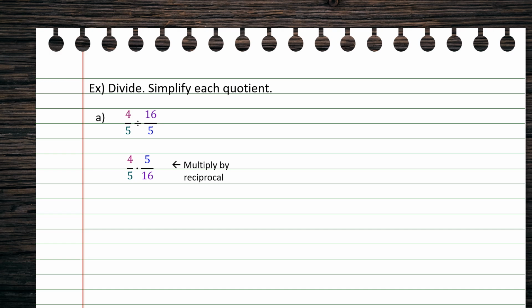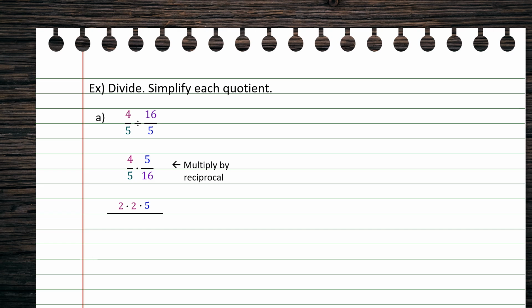Now that it's written in terms of multiplication, well, we know how to do that. That is top times top, bottom times bottom. So in this case, let's go ahead and factor the numerators. The first numerator is 4. 4 can factor to give us 2 times 2. The other numerator is 5, which is prime, so it will remain a 5.